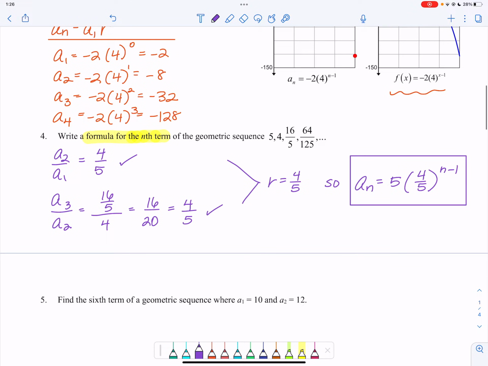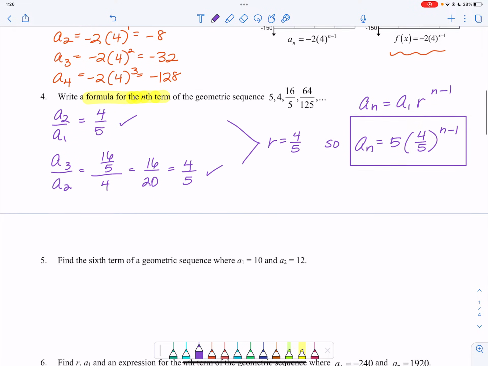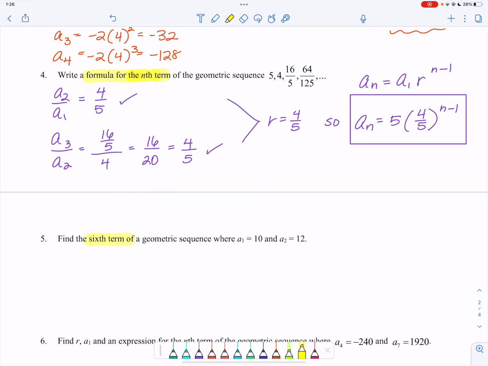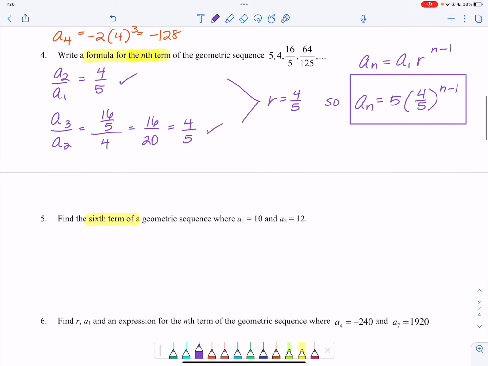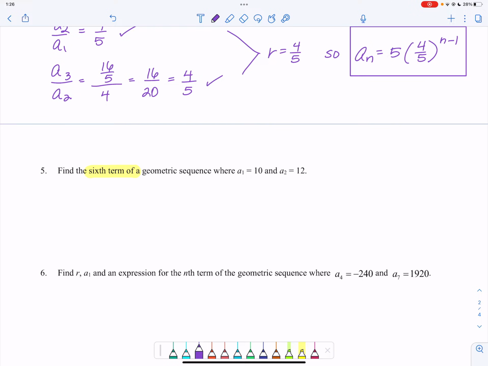Okay. And again, a sub n is equal to a sub 1 r to the n minus 1 power. Here, we're asked to find the sixth term of a geometric sequence, and they give us a sub 1 and a sub 2. So what could we do? If it is a geometric sequence, we could immediately take a sub 2 divided by a sub 1, and that's 12 divided by 10, and that's 6/5. So r is equal to 6/5.